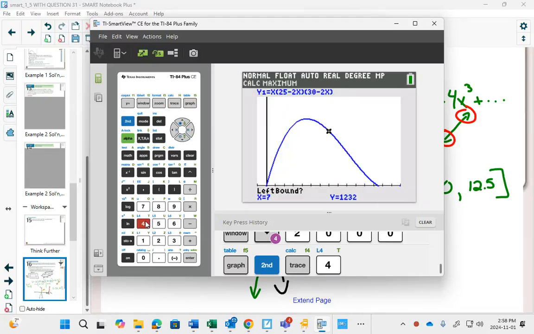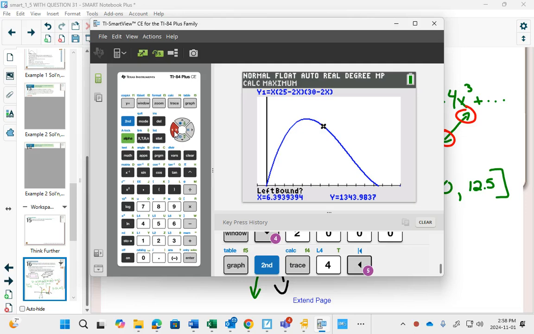Now, there's two ways you can get to the left. One way is to act like a woodpecker and just keep hitting that arrow over and over and over again. Works fine on the graphing calculator. Sometimes if I do it fast enough on the computer, I cause the whole program to crash. Okay? The other option is you can just put a number in.